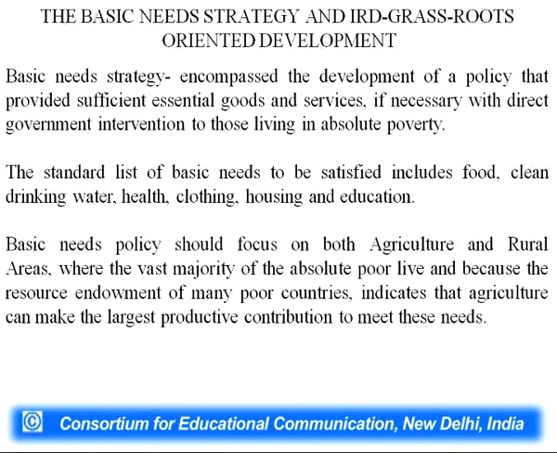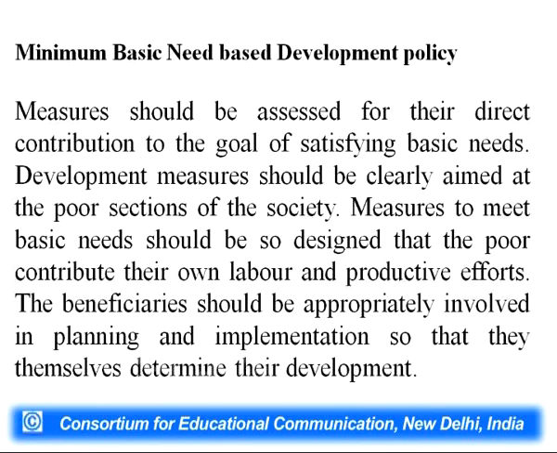In our country, India, the minimum needs program was initiated, and this policy should focus on both agricultural and rural areas where the vast majority of the absolute poor live, because the resource endowment of many poor countries indicates that agriculture can make the largest productive contribution to meeting these needs. Minimum basic needs by development policy: such measures made a direct contribution to satisfying the basic needs of the people. Development measures should be clearly aimed at the poor section of society. Measures to meet basic needs should be designed so that the poor contribute their own labor and productive efforts.